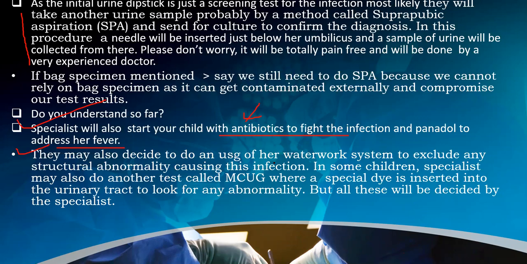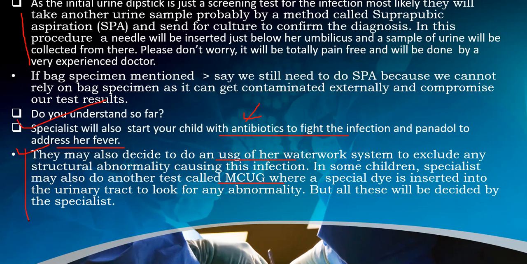They may also decide to do some more imaging to find out the cause of urinary tract infection in your child. Like they might decide to do an ultrasonogram of our waterwork system to exclude any structural abnormality causing this infection. In some children, those who have recurrent infection, specialists might also do another test called micturating cystourethrogram, where a special dye will be inserted into the urinary tract to look for any abnormality. But all this will be decided by the specialist.